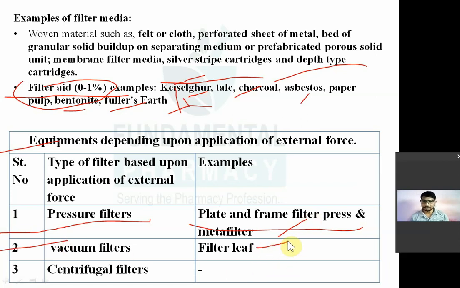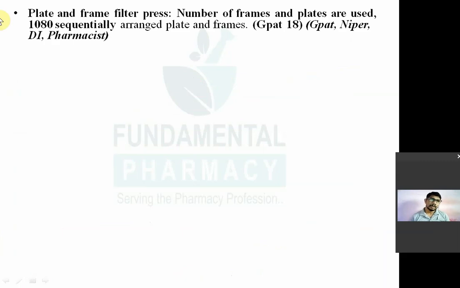Question ऐसा था कि which of the following filters consists of a sequential arrangement of plates and frames. और ऐसा ये भी था 1080. So this was a question in GPAT 2019. So इसके related याद रखो. Number of plates and frames are arranged sequentially and parallelly so that there is an increase in the surface area for the filtration. So that is nothing but the plate and frame filters.